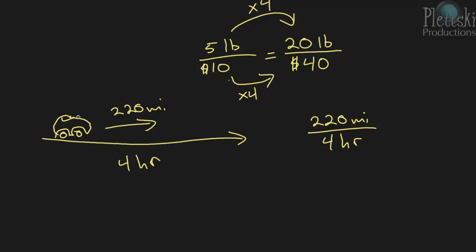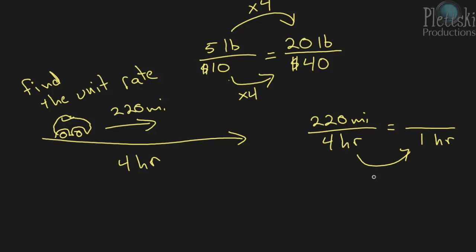And we want to find out how fast are we going? How many miles per hour? We want to find the unit rate. Well, what we're going to have to do is remember a unit rate has a 1 in the denominator. So we want to change it so that it has 1 hour as the denominator. And the way we get there is 4 hours divided by 4 will give us 1. So if we divide the denominator by 4, we also have to divide the numerator by 4.